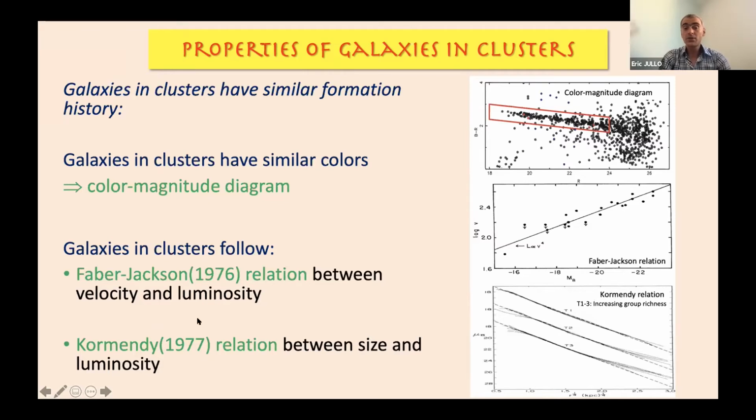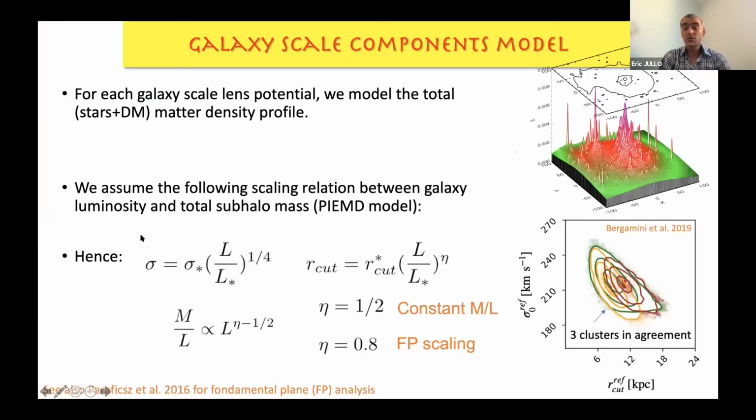So you end up with this equation when you make these assumptions, which relates the velocity dispersion of the galaxies as a function of their luminosity and their size, so the cut radius in the previously displayed PIEMD model. So the cut radius as a function of luminosity. And you assume that all the galaxies in the cluster have the same formation history, and therefore they can follow the same relation with these scaling parameters, sigma star and r_cut star.